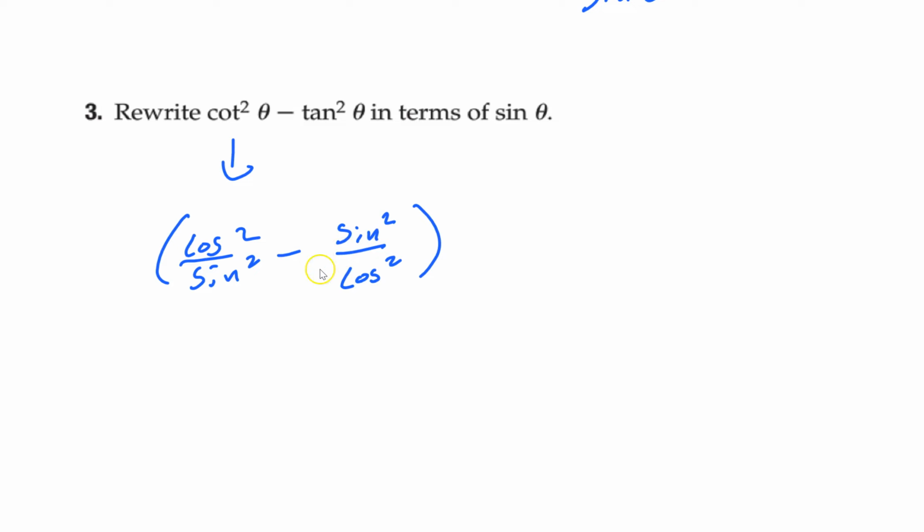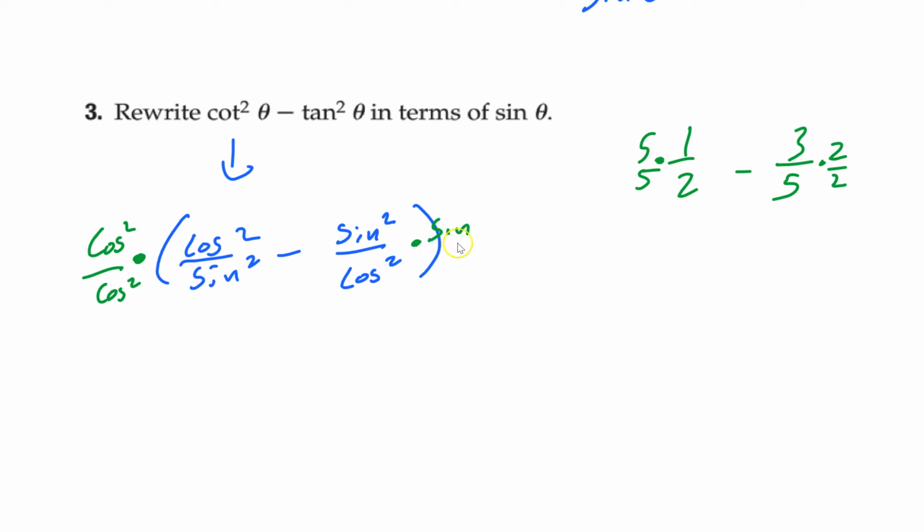What we could do, though, is get a common denominator. Like, let's say I give you 1 over 2 minus 3 over 4, 5. The way you add these, you don't just cancel things out. You get a common denominator, multiplying by 5 over 5, multiplying by 2 over 2. Same thing here. This has a sine on the bottom. It needs a cosine. So multiply by cosine over cosine. Multiply this side by sine over sine.